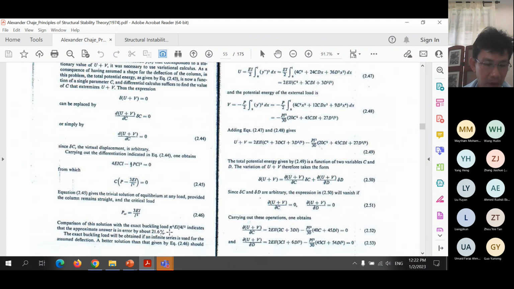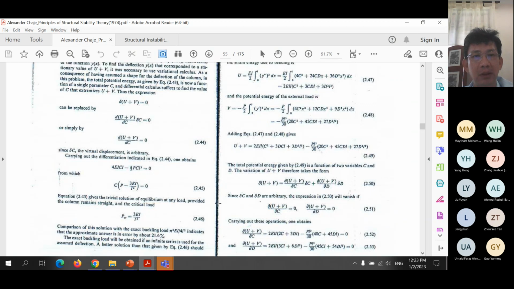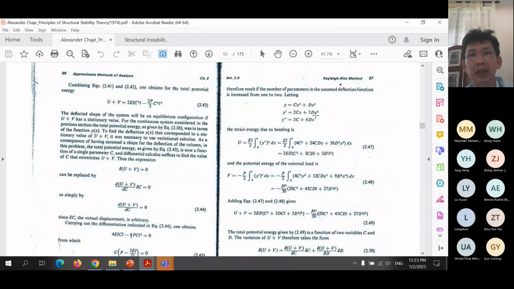3EI over L squared, and this is pi squared EI over 4L squared, which is actually 2.46 EI over L squared. So you compare, and this is higher than the exact one by 21.6%. Higher. Now, as in the case of EAS661, you can further try to improve the accuracy by adding another term here. We stopped just now at x squared. If you put another term, x cubed, here, then do the same thing.